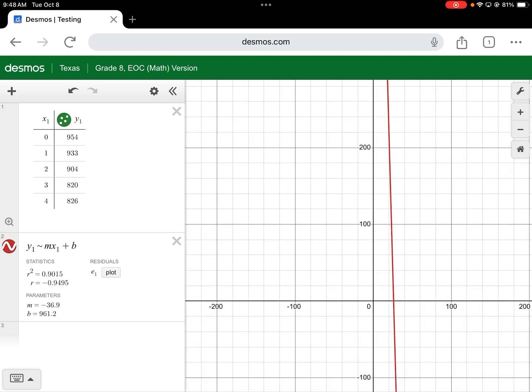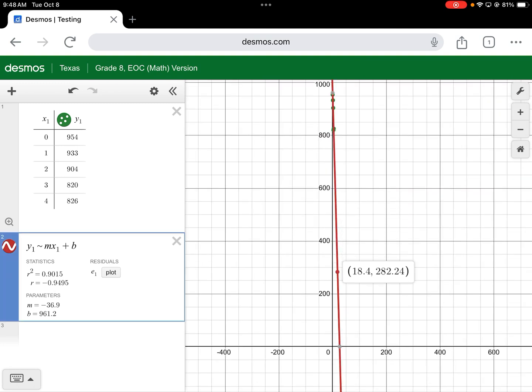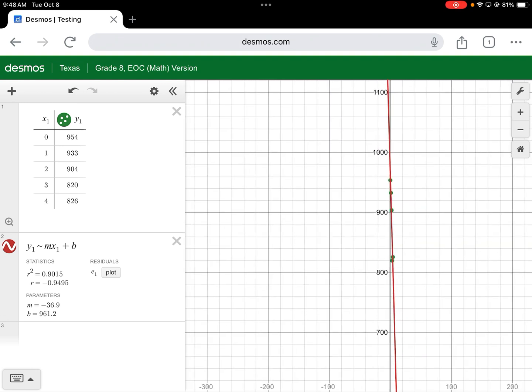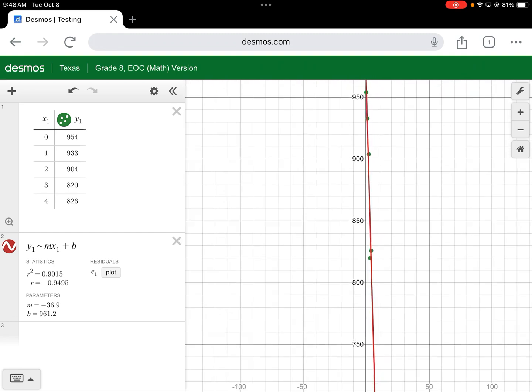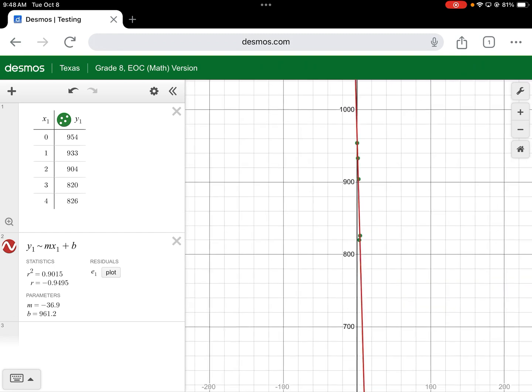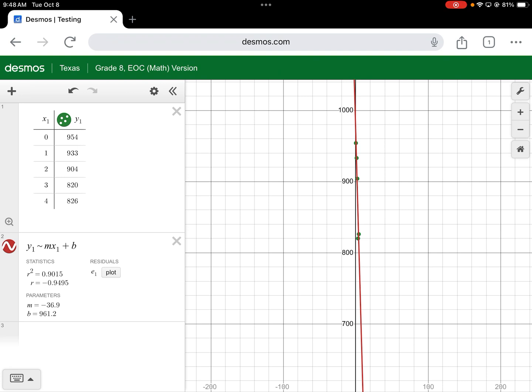Okay, now zoom out and see. Whoa. Yeah, it is a big line. And you could do like this, so I can actually see the dots.